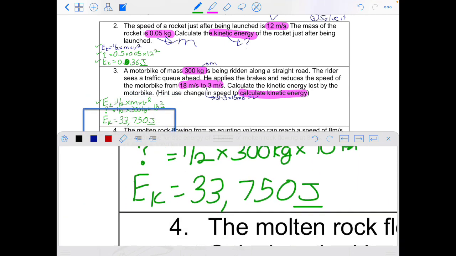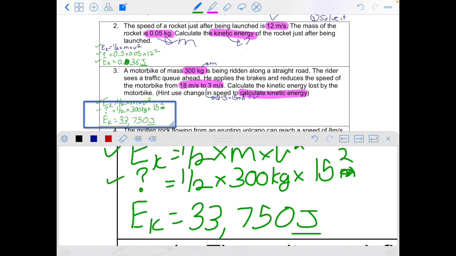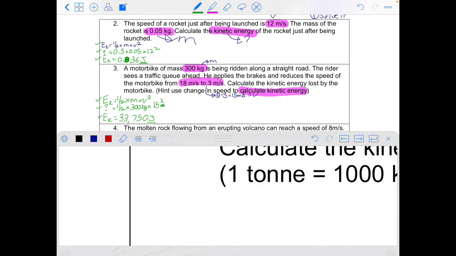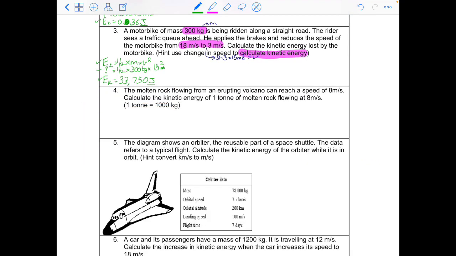So again, 1 mark for a formula, 1 mark for plugging in the numbers, and 1 mark for our final answer. Question 4, I'll let you give it a go by yourself. There's one thing I want you to watch for, is that it's a ton, which is not the SI unit, not the scientific unit, so we need to convert that to kilograms, and it tells you how to do that there. So give that a go and come back.